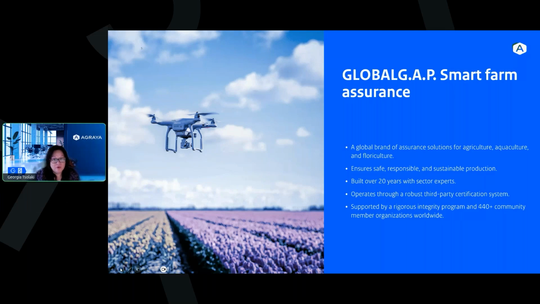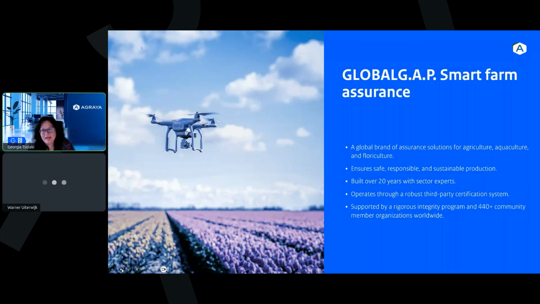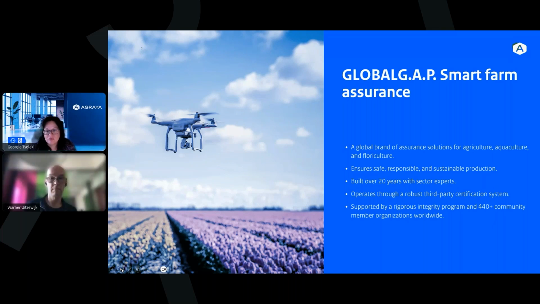For those who are not very familiar with GLOBAL.A.P and what we call GLOBAL.A.P Farm Assurance, it's the umbrella of solutions that we offer not only for agriculture but also for aquaculture and floriculture. I know that these are sectors that are out of the scope of this webinar today. The goal of these solutions that we have offered for more than 20 years now is to ensure safe, responsible, and sustainable production.